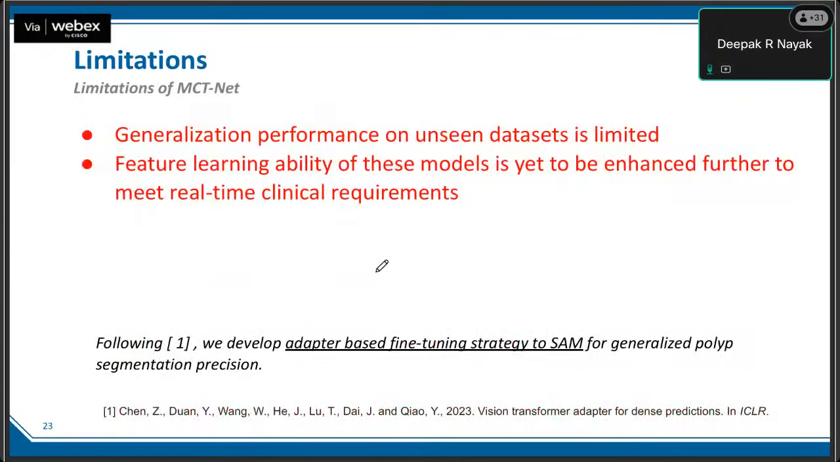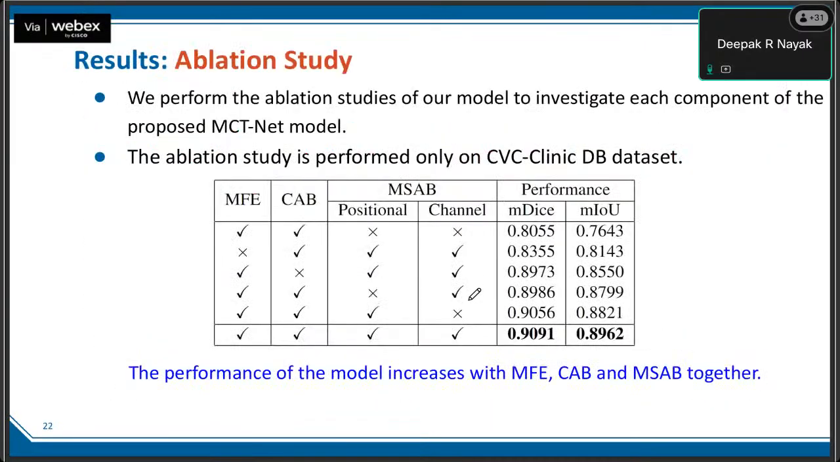What I'm trying to show here is that when we consider all the components, including the multi-scale feature extraction block, the cascade attention block, as well as the decoder part, especially this modified self-attention block, only when we combine all these four components together are we getting better performance, right?